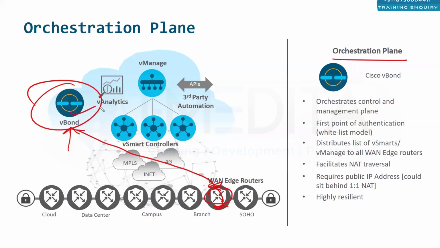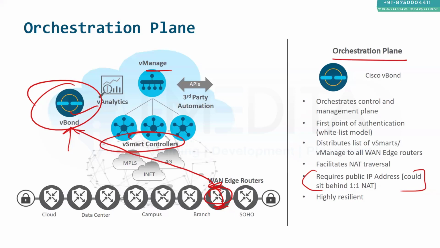So the vBond must have a static public IP address. That is mandatory. Others like vManage and vSmart, you can have them installed behind a NAT device doing PAT. That is okay. But it is good to have the public IP address configured on each and every component. I'm not saying it is mandatory, but it is good. For vBond, it is mandatory.